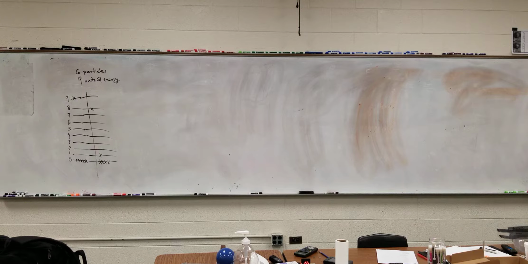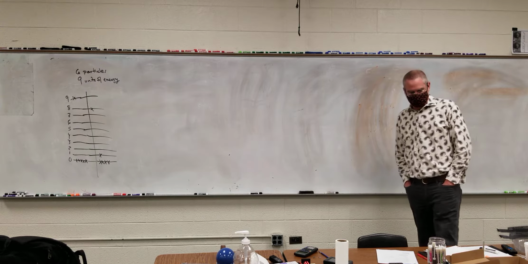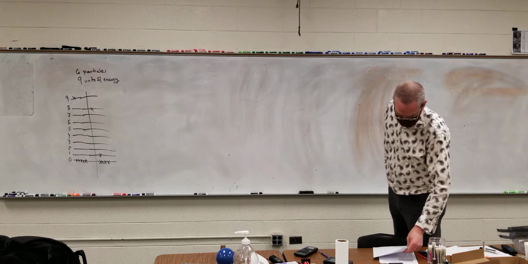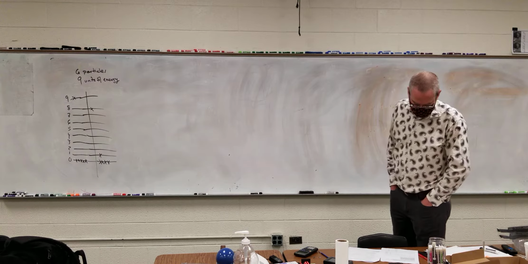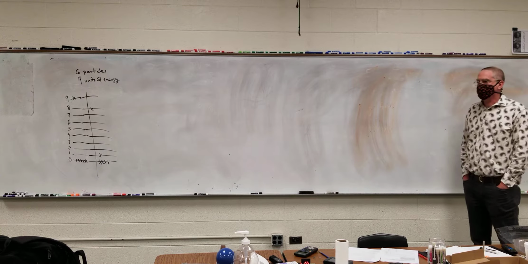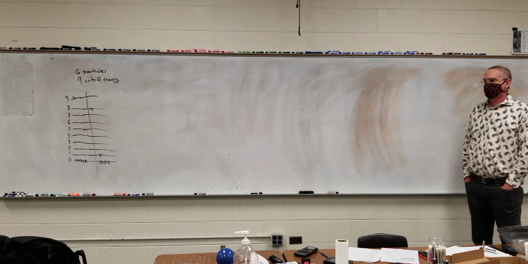No, wait. So we have 6 particles, but there could be 9 ways that all of them could be. So there's 6 particles, but there's 9 different combinations. But each of those 6 particles could be in 9 different combinations.